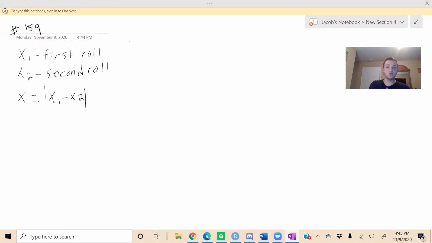Then we're asked to find the probability that X is less than 3. Well, since this is a discrete problem, we know that the probability X is strictly less than 3 equals the probability X is 0 plus the probability X equals 1 plus the probability X equals 2. Okay? So now we get to come to the fun part.